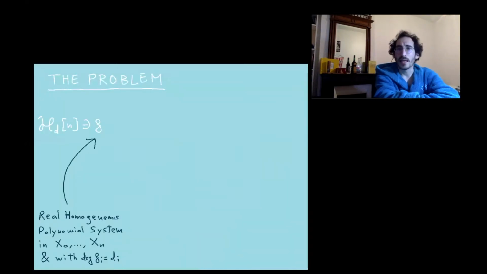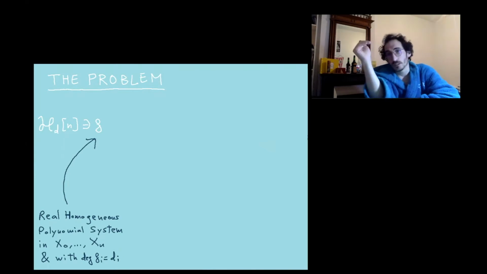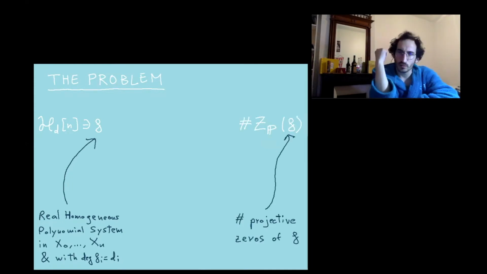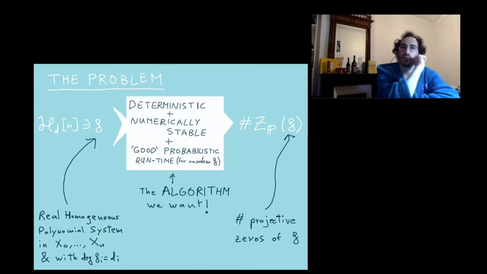Let's start with the internal story of the problem. We have a real homogeneous polynomial system with variables x0, x1, x2, etc., where the first polynomial has degree d1, the second polynomial degree d2, etc. And we want, given this real homogeneous polynomial system, to be able to compute the number of projective zeros of the system. For this, we want an algorithm that is deterministic, numerically stable, and that has a good probabilistic runtime when we randomize the input.